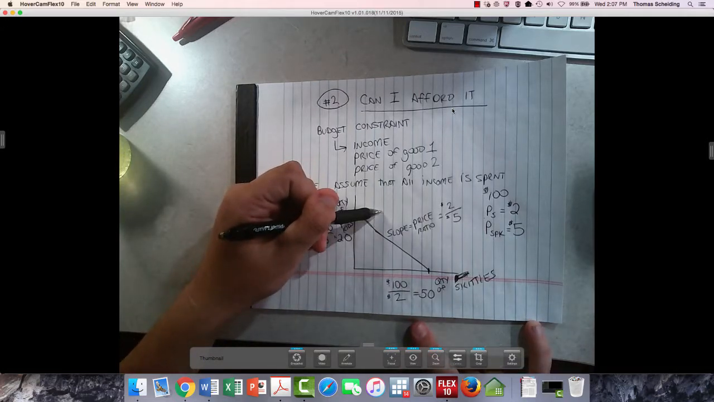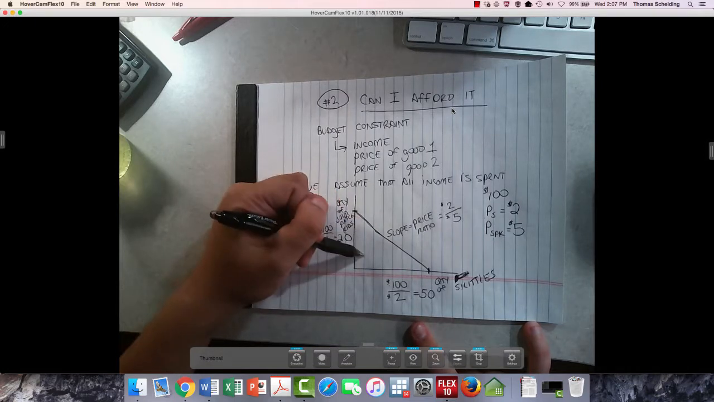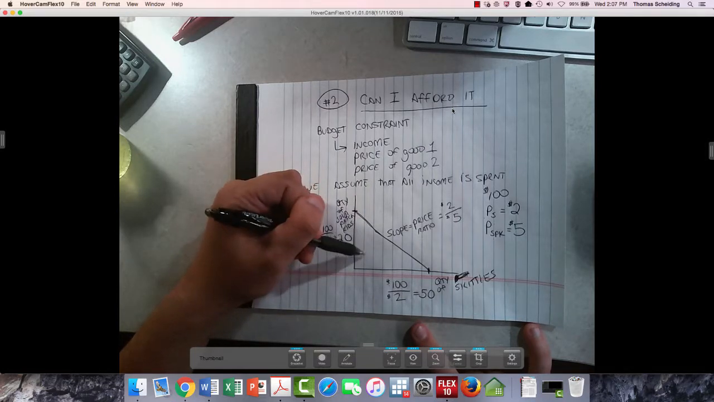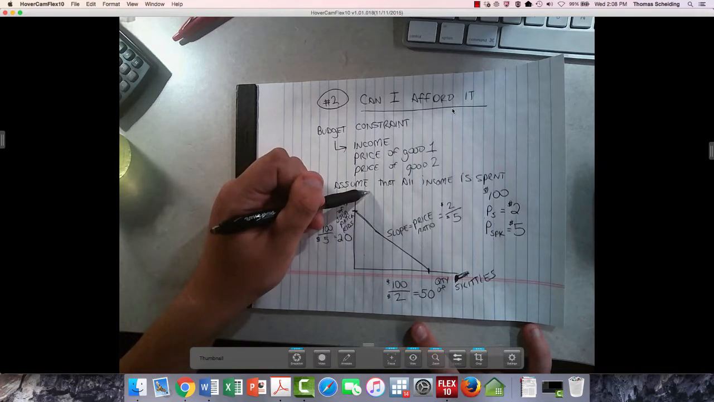I can't spend more than my income. Going beyond this line would presume that my income is higher than it actually is. If I were below this line, which is called our budget constraint line, the problem is that I'm not spending all of my income. And I want to spend all of my income.